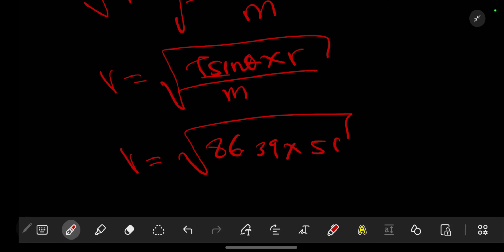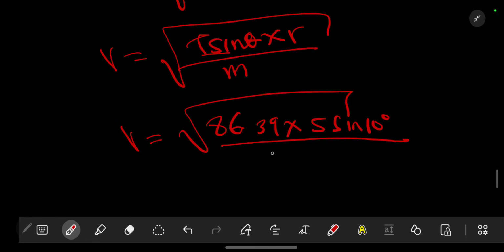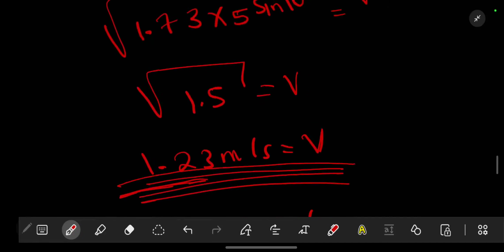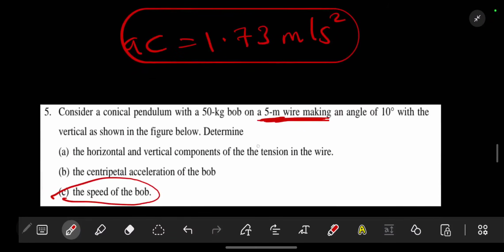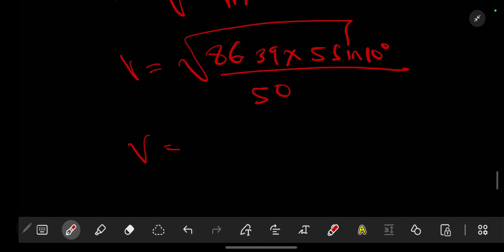So we have 5 sine of our 10 degrees over what is our m. Our m is equal to, what's our m equal to? So our m is 50. So we divide over our 50, and our value v should be equal to our 86.39 times 5 sine of 10. This gives us 75 divided by 50.